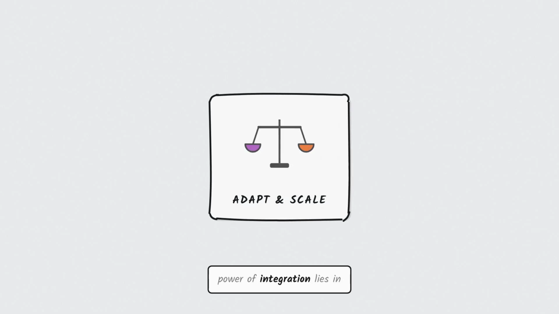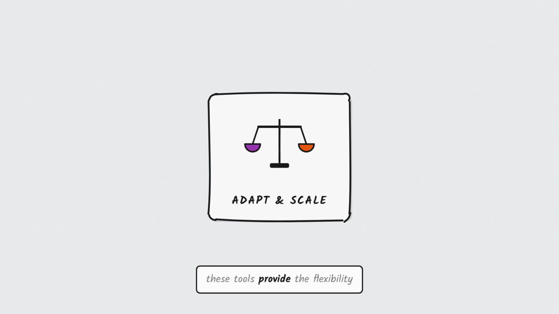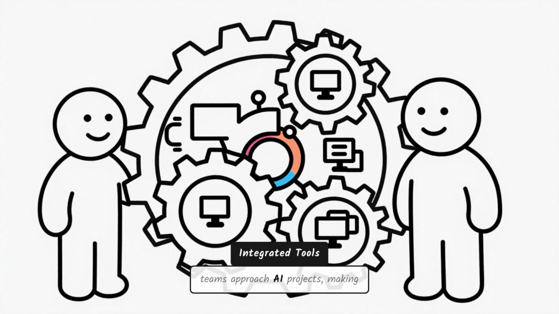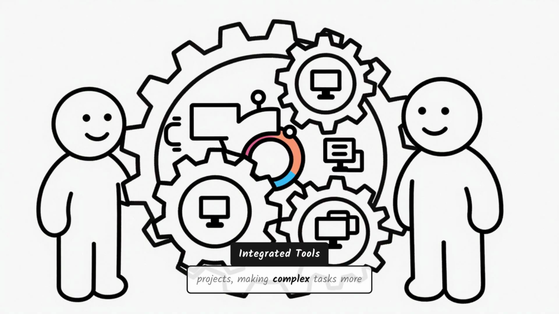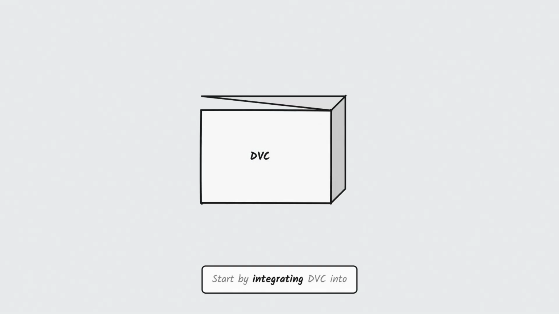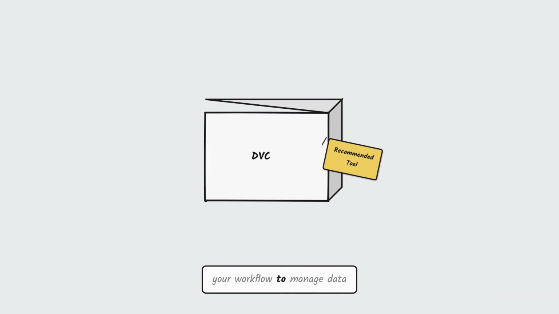Ultimately, the power of integration lies in its ability to adapt and scale with your projects. As your needs grow, these tools provide the flexibility to expand capabilities without losing efficiency. The combined potential of these tools can transform how teams approach AI projects, making complex tasks more manageable and less time-consuming. Start by integrating DVC into your workflow to manage data and model versions efficiently, providing a solid foundation for scalable AI development.